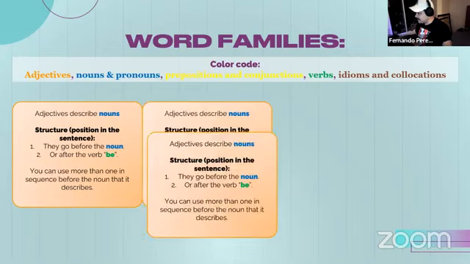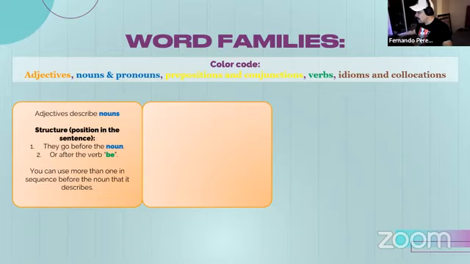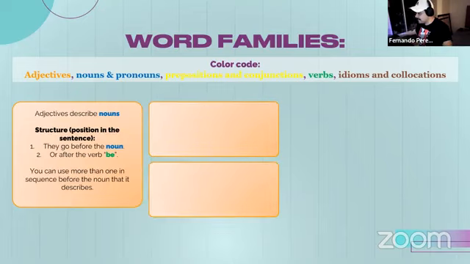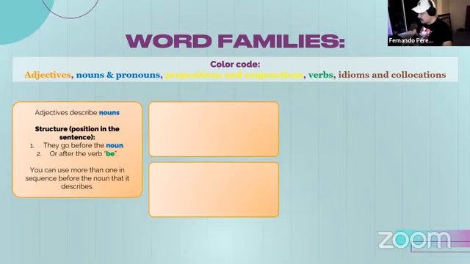We're going to use two of these because the blue section contains two types of words, no? Nouns and pronouns. They are very, very related, and people usually confuse them with subject and object, you know?